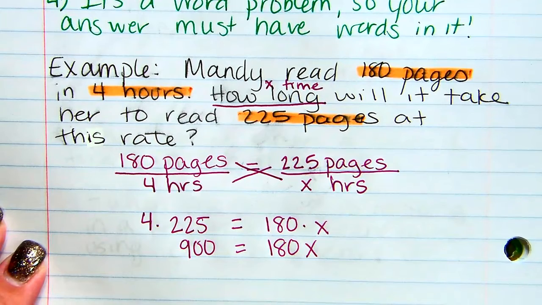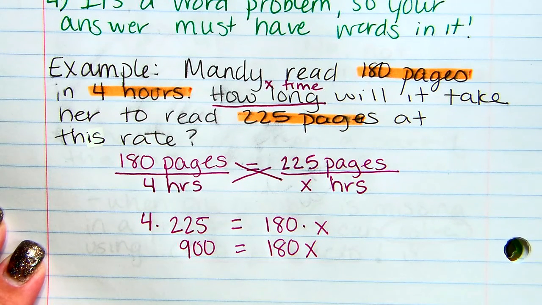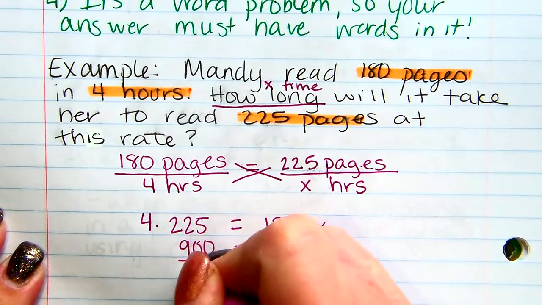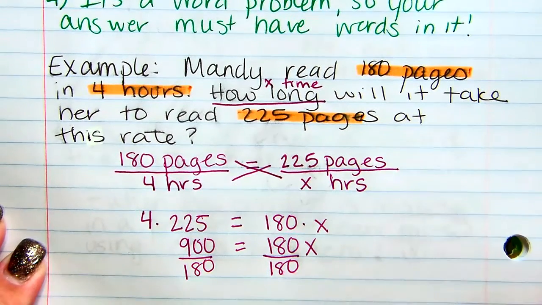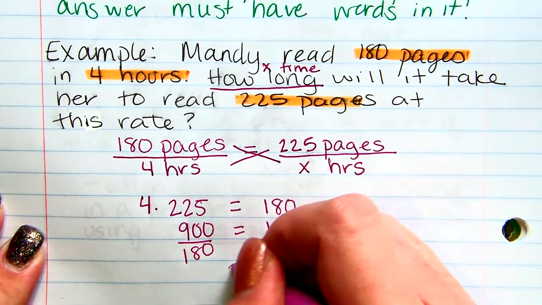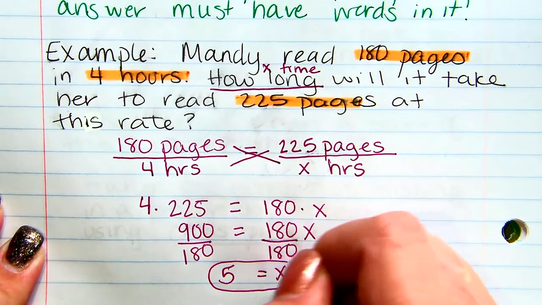Now next, because 180 and x are combined through multiplication, I'm going to need to divide on both sides. So I'm going to divide this by 180, and I'm going to divide this by 180. Now that means that my x is equal to 5. So we can circle that.